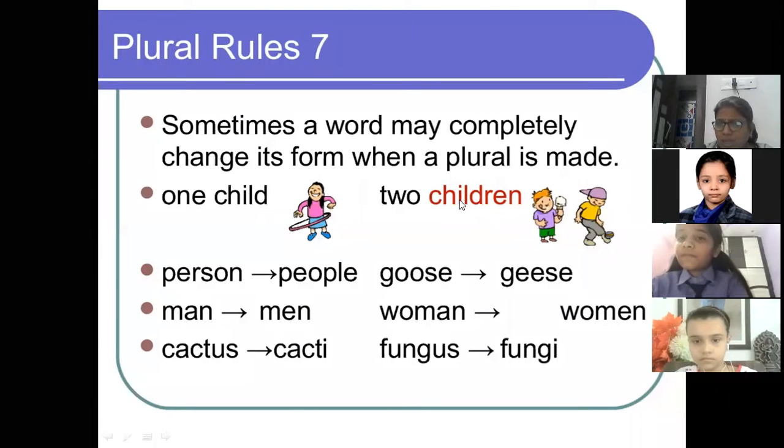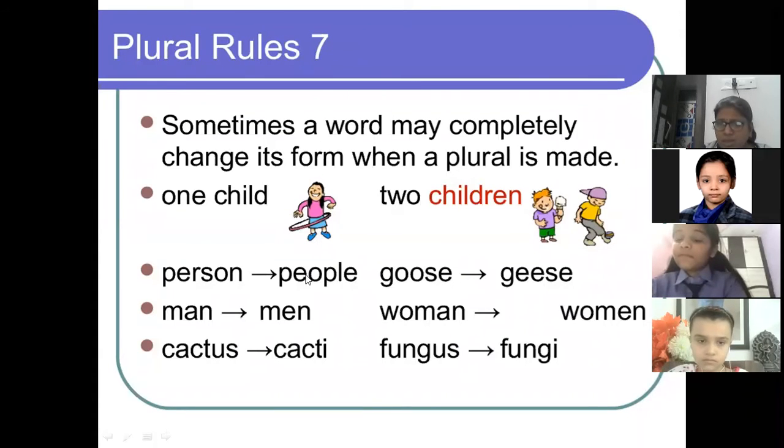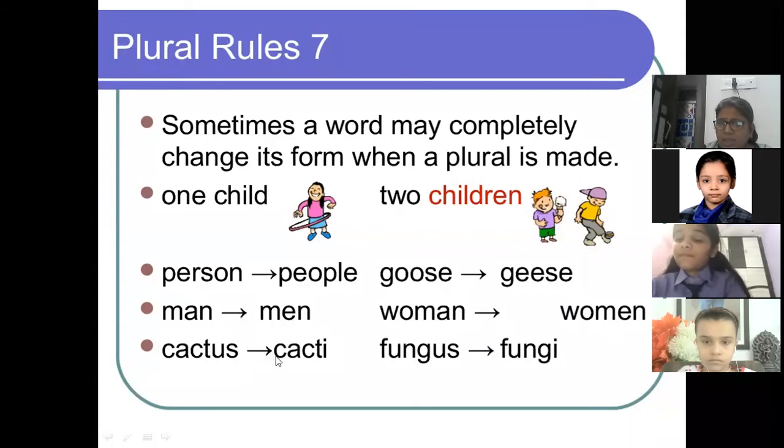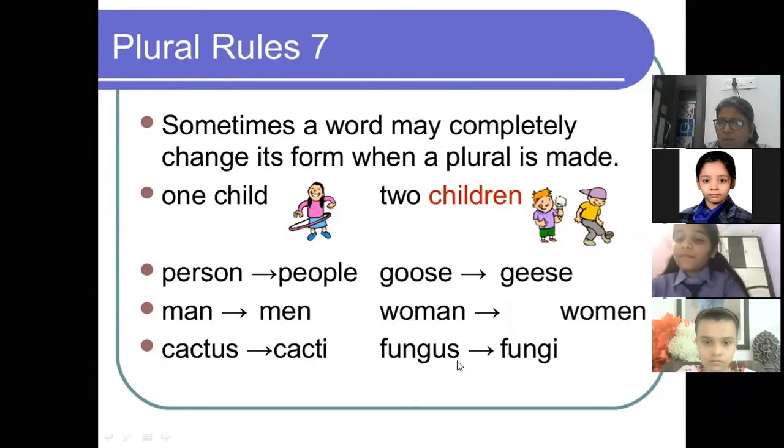We can't say childs. Same, if I want to speak about one person, I will say person. But if I want to speak for more, then I will say people. I won't say persons. That is a wrong word. Same, goose, it is becoming geese, man, men, woman, women, cactus, cacti, fungus, fungi.